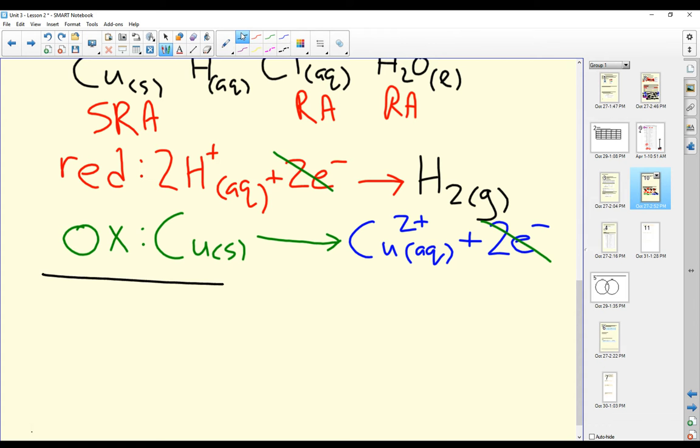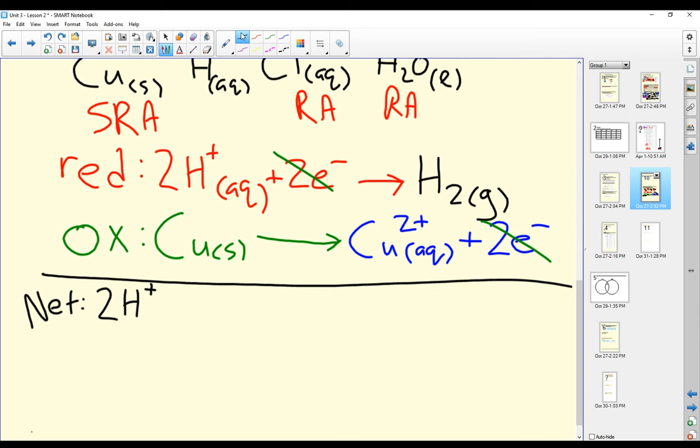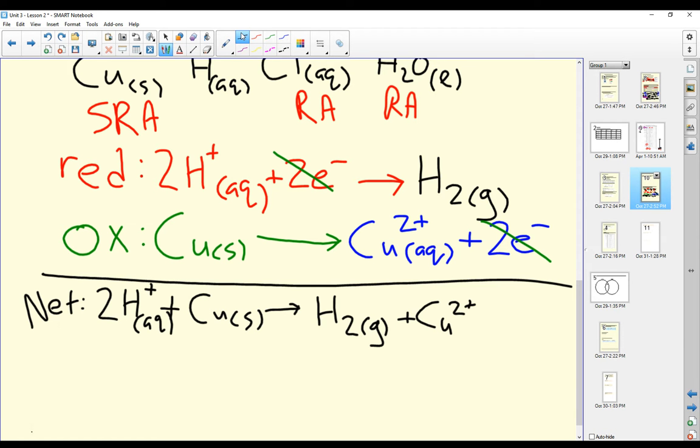Let's write out our net reaction. And our net will be 2H plus, which is aqueous, plus copper solid, and it produces H2 gas plus Cu2 plus, which is aqueous. It wanted us to find out the spontaneity of this.